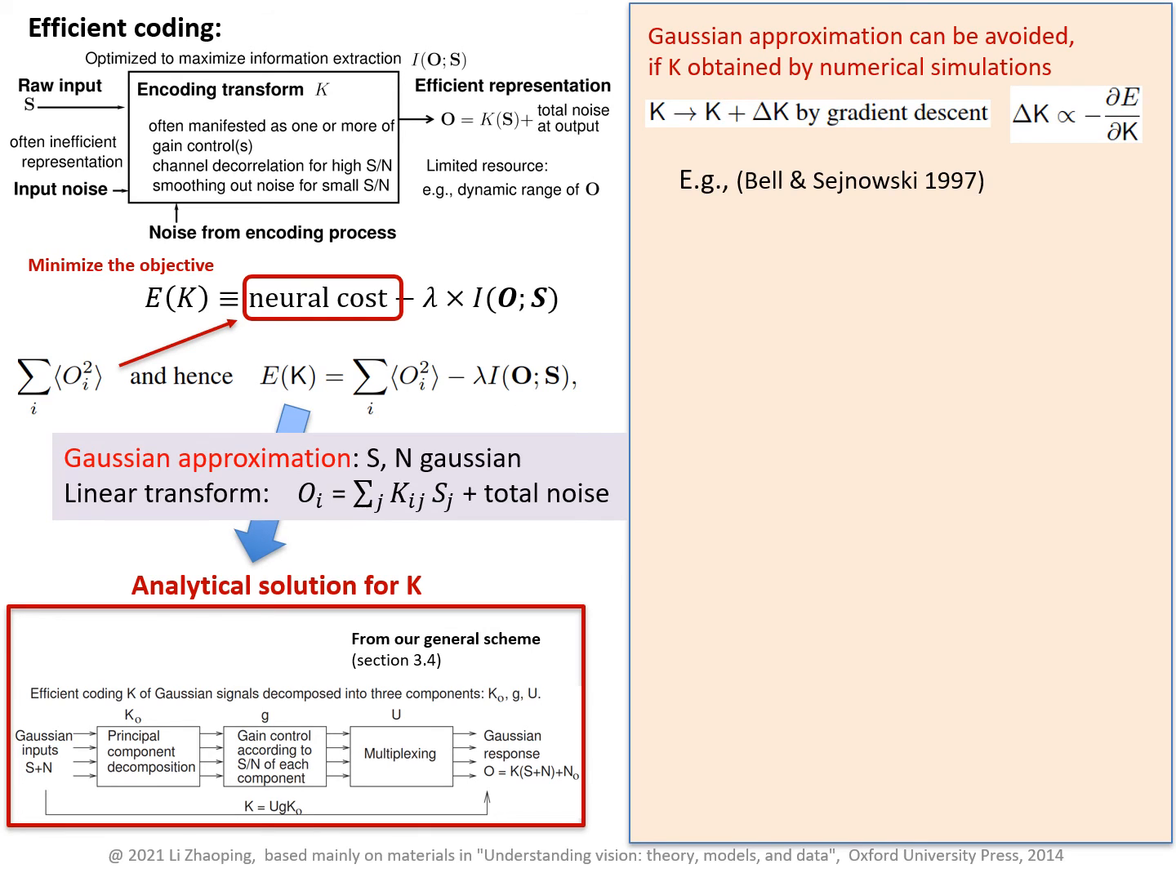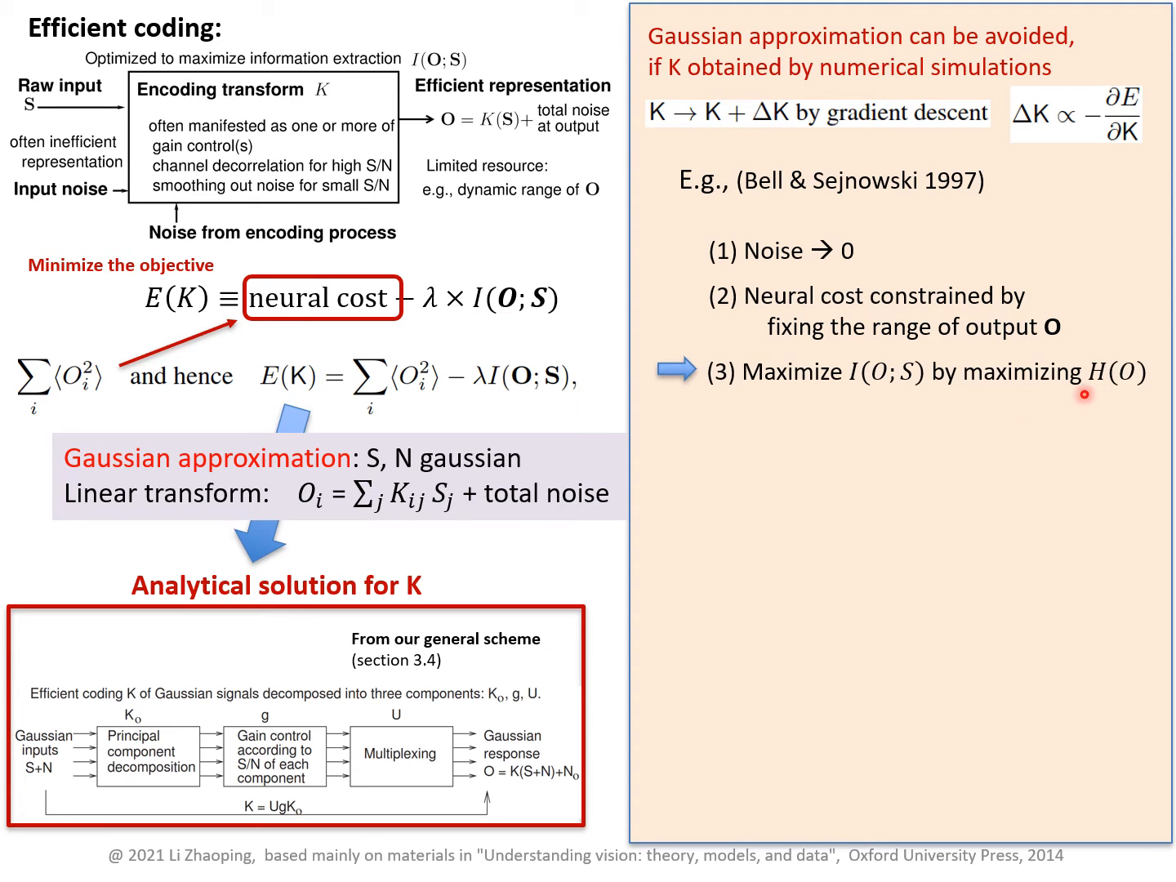For example, this is what Bell and Sejnowski did. They simplified it by the following steps. First, they assume that there is little noise in the images. Second, they fix the neural cost term here by fixing the dynamic range for the output O. Then minimizing this objective becomes just maximizing the mutual information, and therefore it is just maximizing the entropy for O when the dynamic range is fixed.